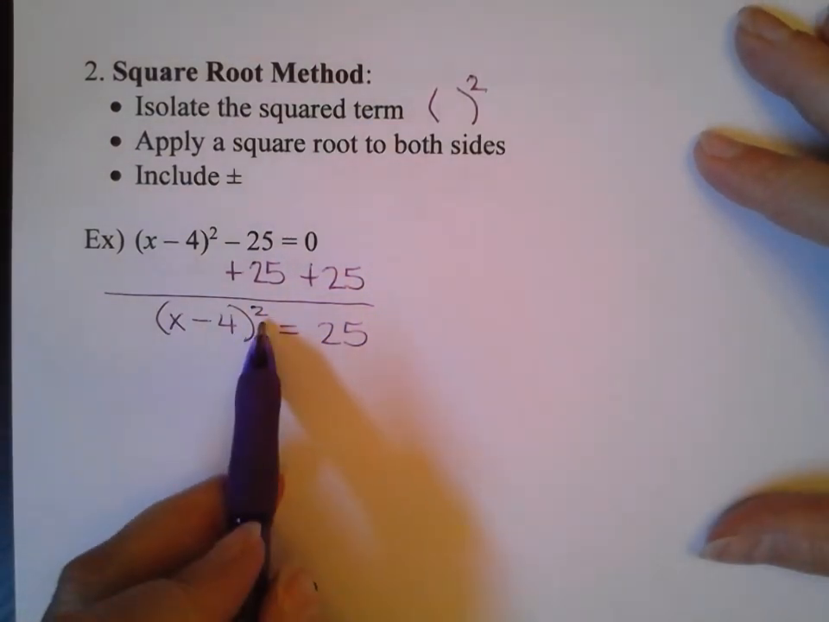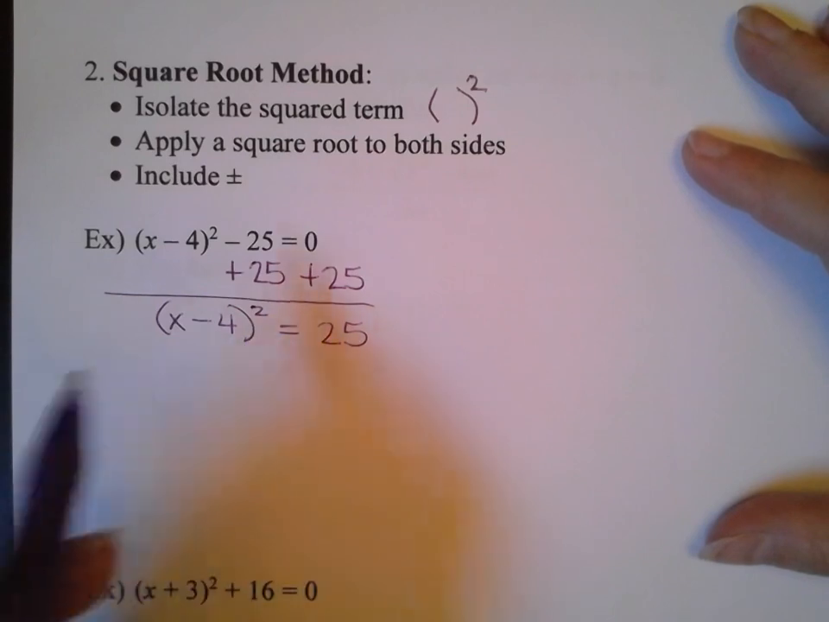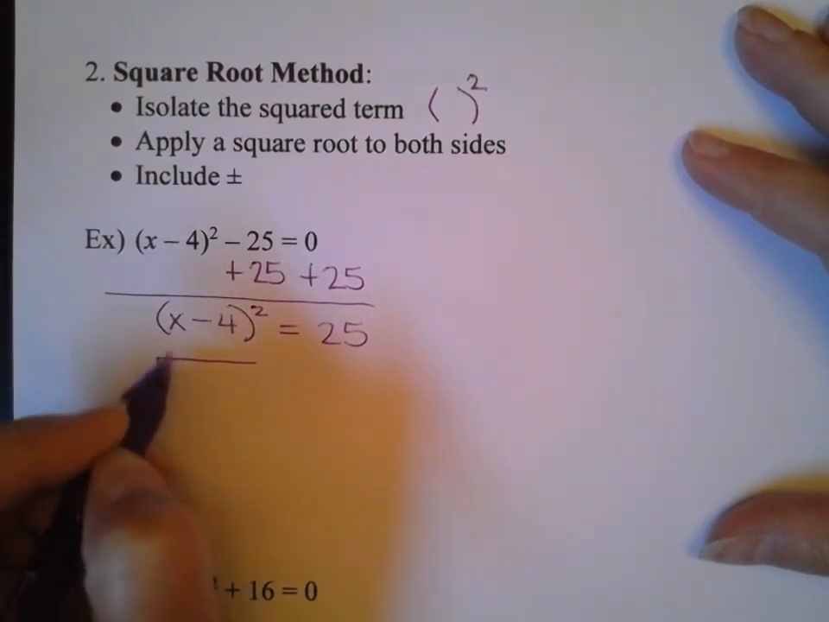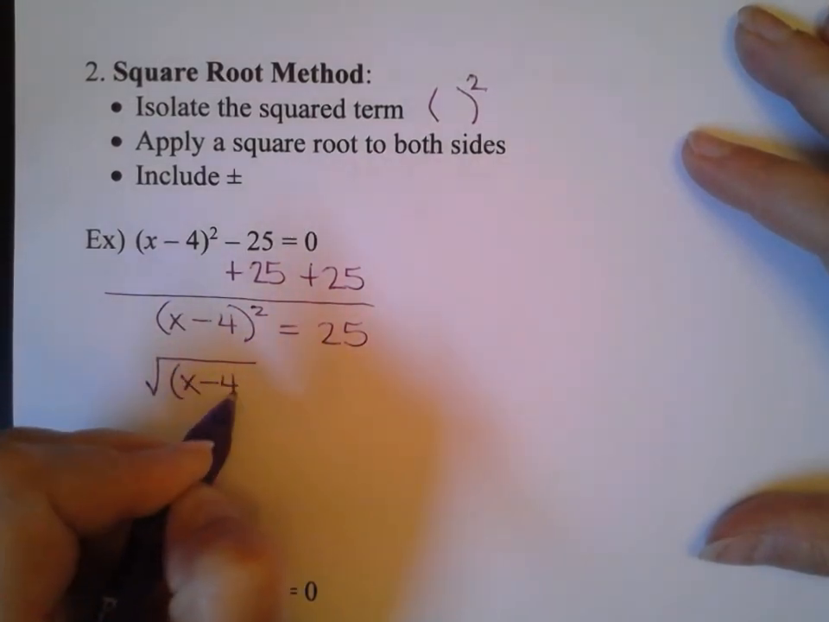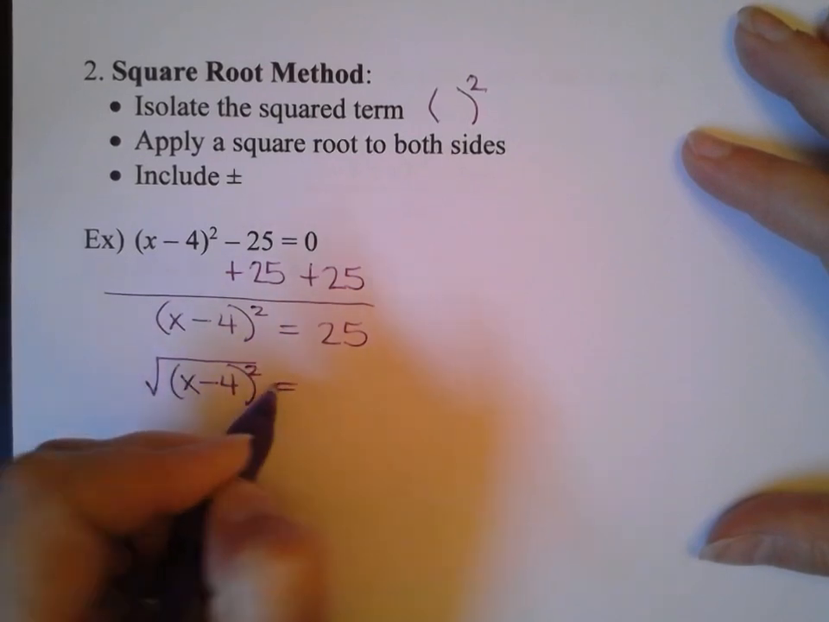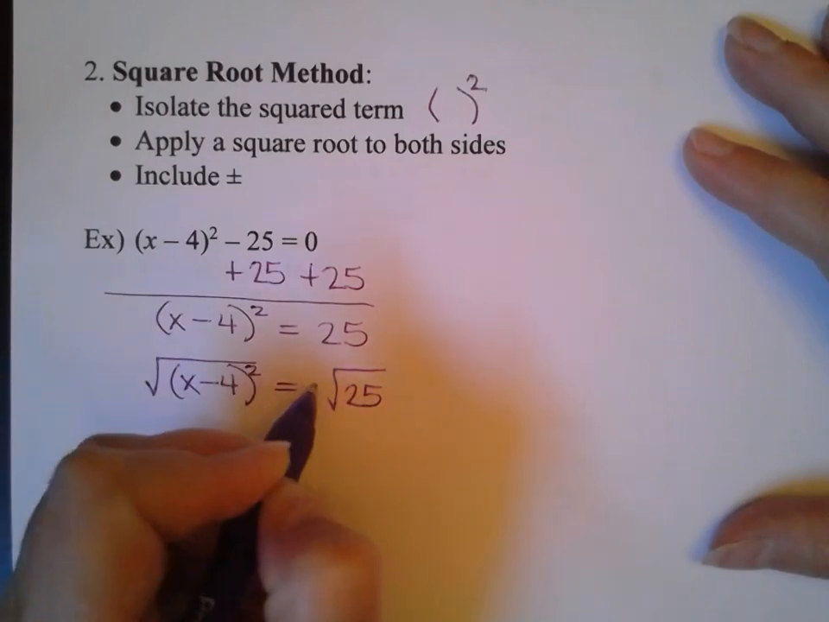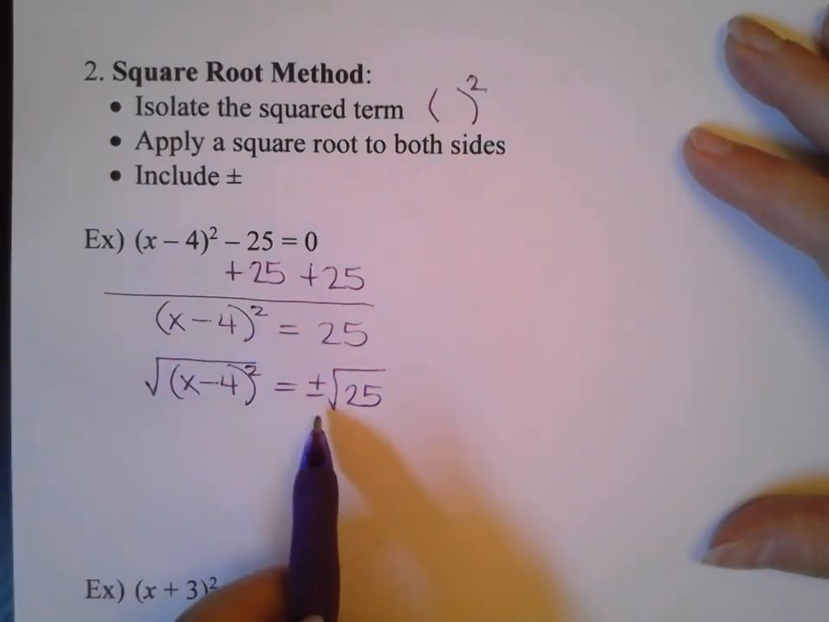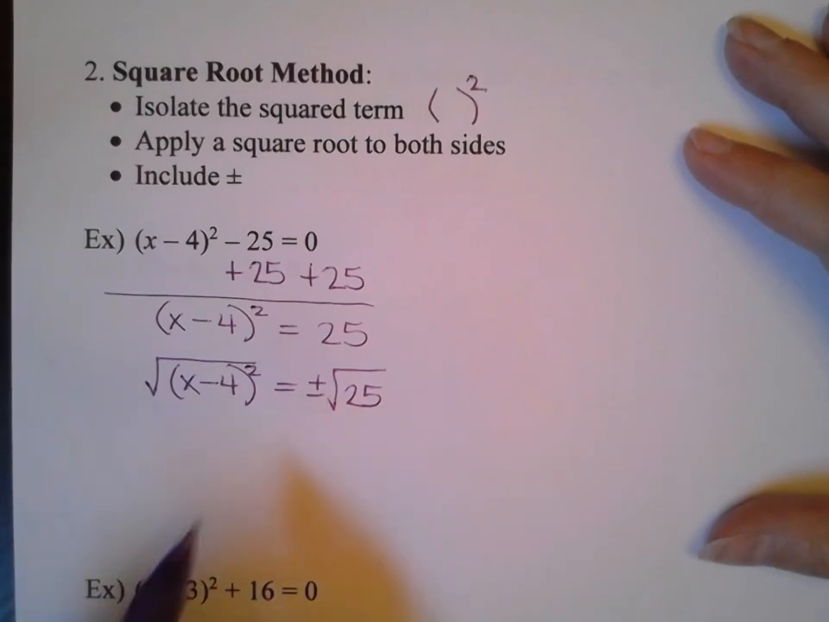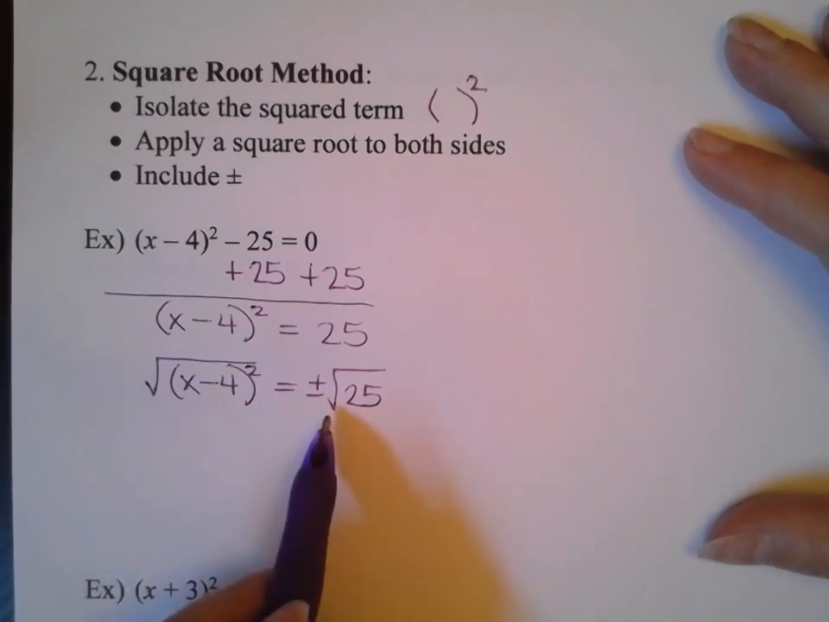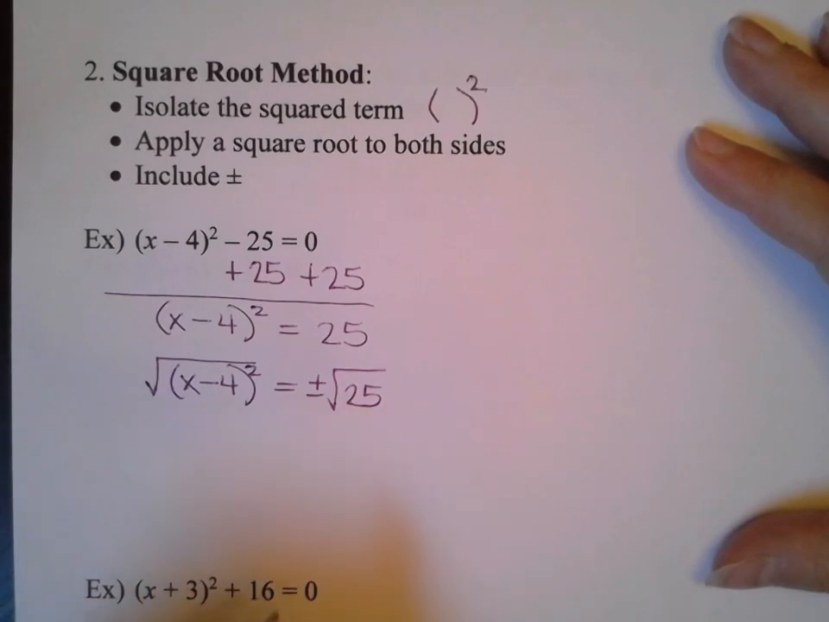And then to remove this square, we're going to apply a square root to both sides. Each number has both a positive and a negative square root, so that's why we need to put in the plus or minus. I usually put that on the right hand side. I think that's the easiest place to work with it.